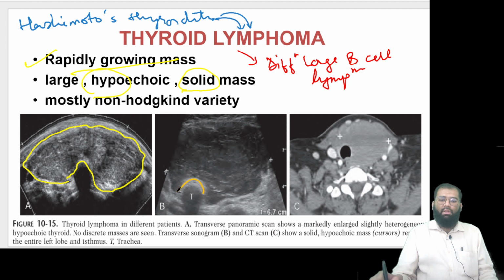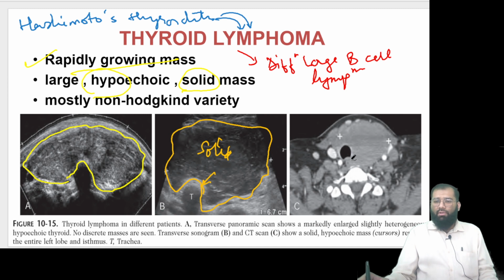Another important image where you can see that there is a well-defined, hypoechoic, large, solid, very hypoechoic mass lesion. You are not able to see many calcifications or anything, but you can see that trachea is deviated to one side, and this is what lymphoma of thyroid gland looks like.